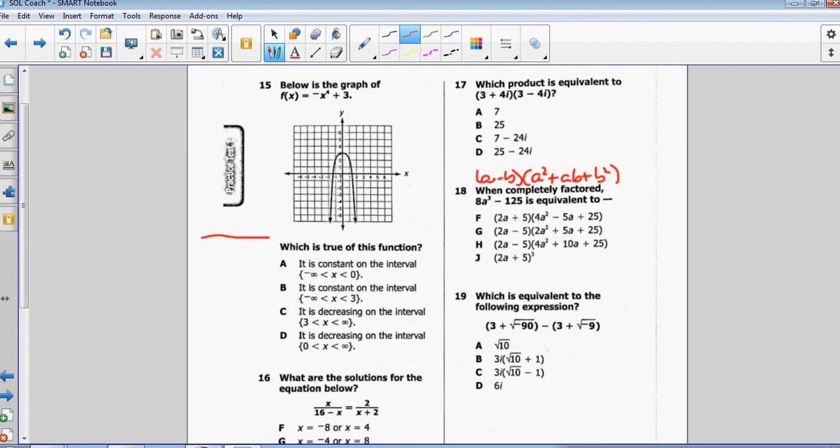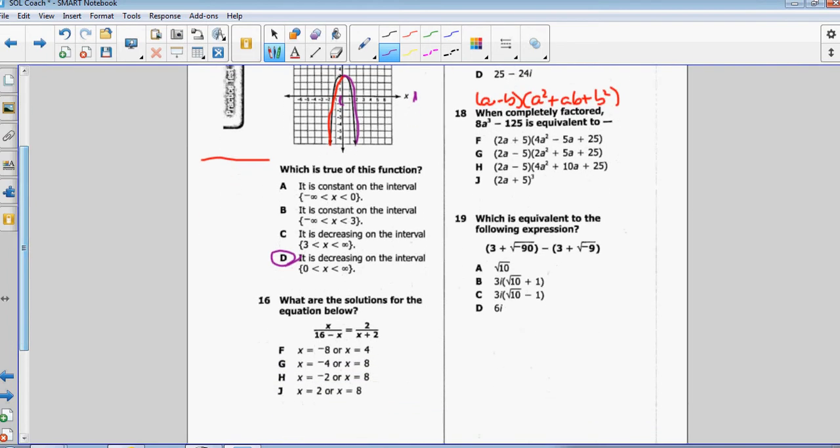It is increasing and decreasing though. So if you look at the graph, it's increasing right here. And then it stops increasing and it starts decreasing. So it's decreasing on the interval 0 to infinity, from when x is 0 until x is infinity.